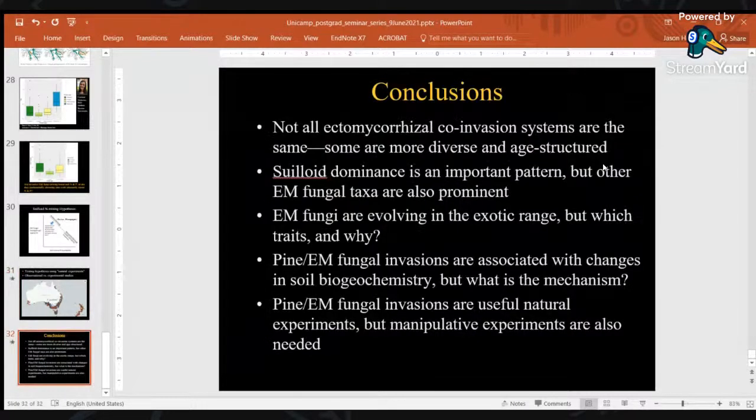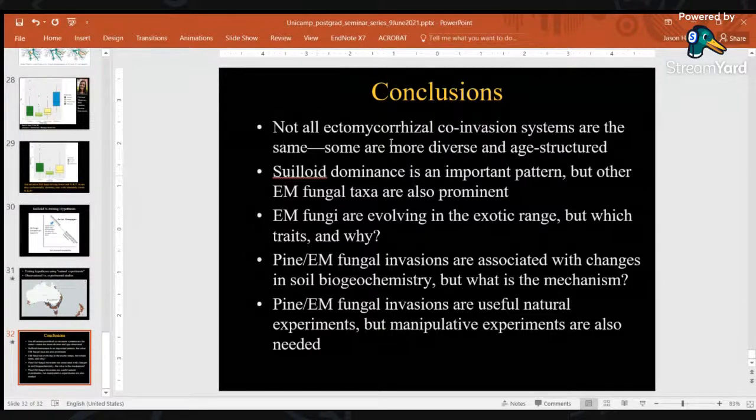Okay. Just a few conclusions to summarize what we've talked about. First of all, a lesson from the work of my collaborators and others is that not all of these ectomycorrhizal co-invasion systems are the same. Some are more diverse and age-structured, but this diversity provides opportunities to look at variation in fungal composition and diversity over the landscape and among systems, and to ask how that predicts other things that we're interested in, such as evolution and ecosystem responses.